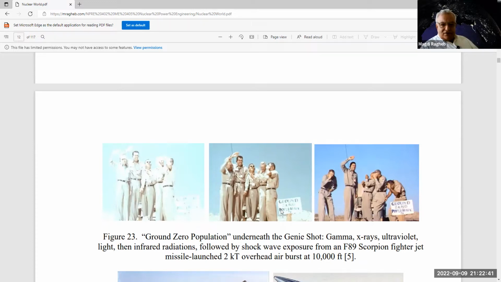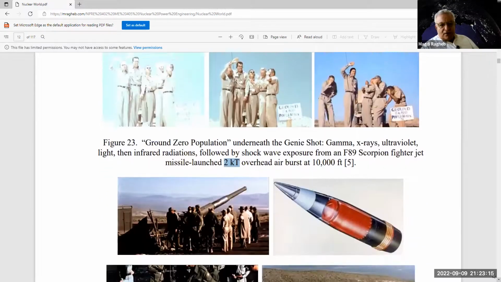And this is apparently the origin of the terminology ground zero. So when you hear the word ground zero, it's a point really where an explosion would have happened. They call themselves a ground zero population. That was now a miniaturized device. It was not the 21 kilotons of Nagasaki, or the 15 kilotons of Hiroshima. That was an explosion of 2 kilotons only at 10,000 feet. So the whole process was miniaturized.